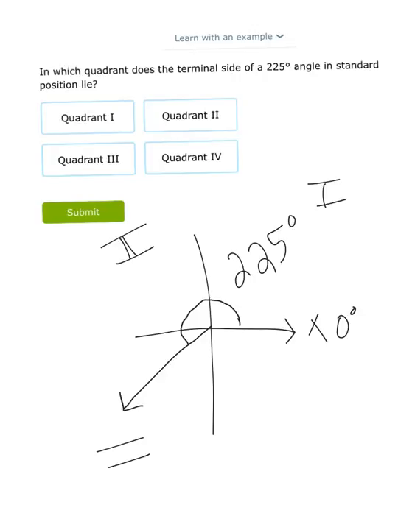Here's your quadrants in case you happen to forget. So remember, the terminal side is the side that the angle ends. So it terminates over here in quadrant 3. Okay, next question.